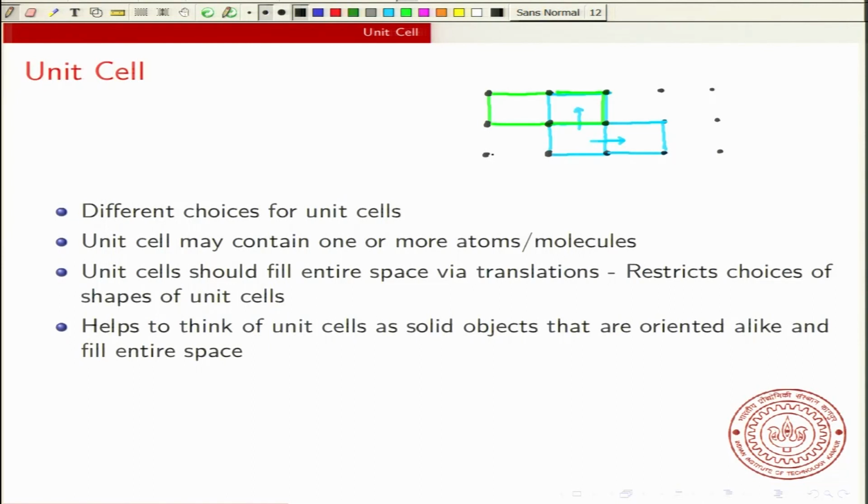I will also mention this, but I will not illustrate it. You can also change the shapes and look at different objects. But we will just mention that there are different choices of unit cell, and a unit cell may contain one or more atoms or molecules. If these were individual atoms, then the blue square contains 4 atoms, but each atom is shared by 4 cells. So, effectively each atom contributes a quarter to the unit cell. So, the blue square contains only 1 atom per unit cell. This blue rectangle contains 1 atom per unit cell.